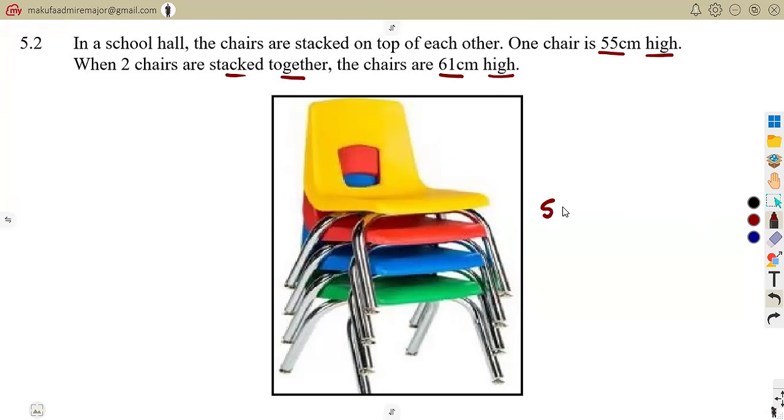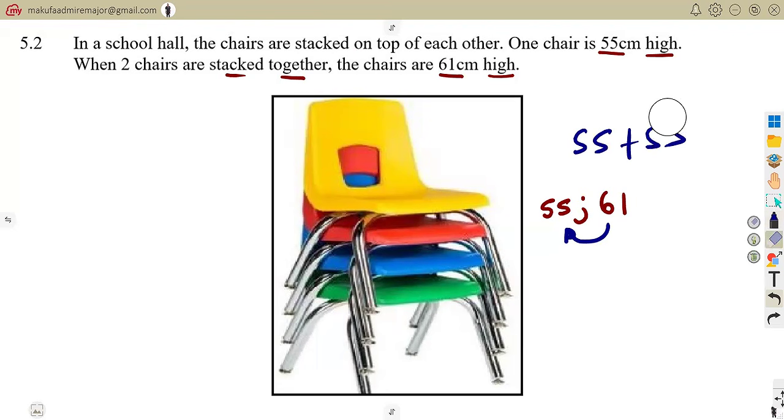So if we check the first one, it was 55. We put the next one, we have 61. So what is the difference between these? Because it is not supposed to be 61, because remember 55, we put another 55, but that is not the case. What is the difference that is happening between these chairs? 61 minus 55, there's a difference of 6. So meaning to say, from one chair to another chair, there's a difference of 6 centimeters.